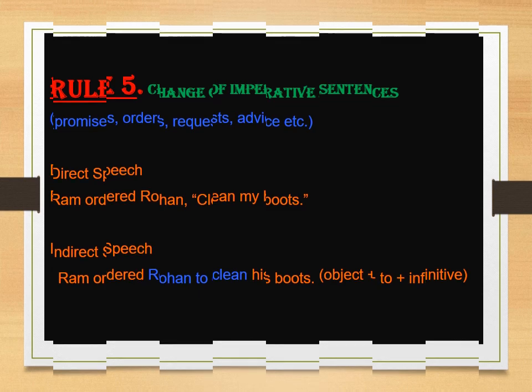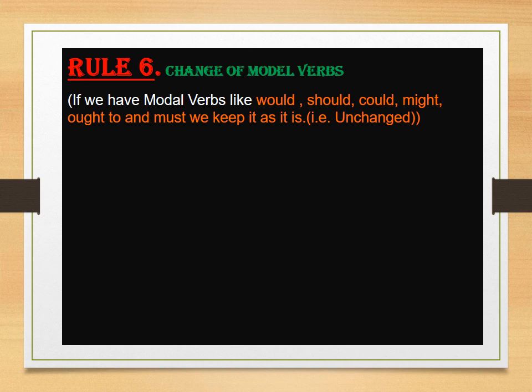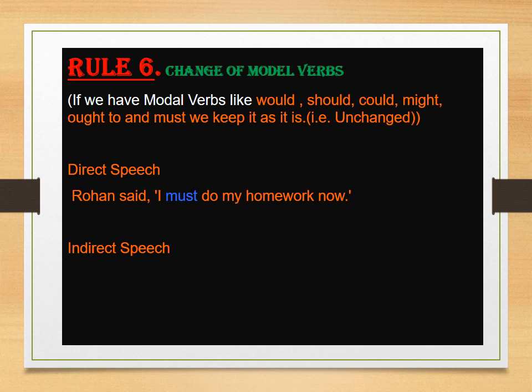Did you understand, children? Now, next slide, we have the rules regarding the modal verbs. If your sentence has certain modal verbs like these, they remain unchanged: would, should, could, might, ought to, and must. We keep them as they are. We do not change the tense there. Rohan said, "I must do my homework now." So the word must remains as it is, but the remaining things we have to change. And when we change it, it becomes that he must do his homework.